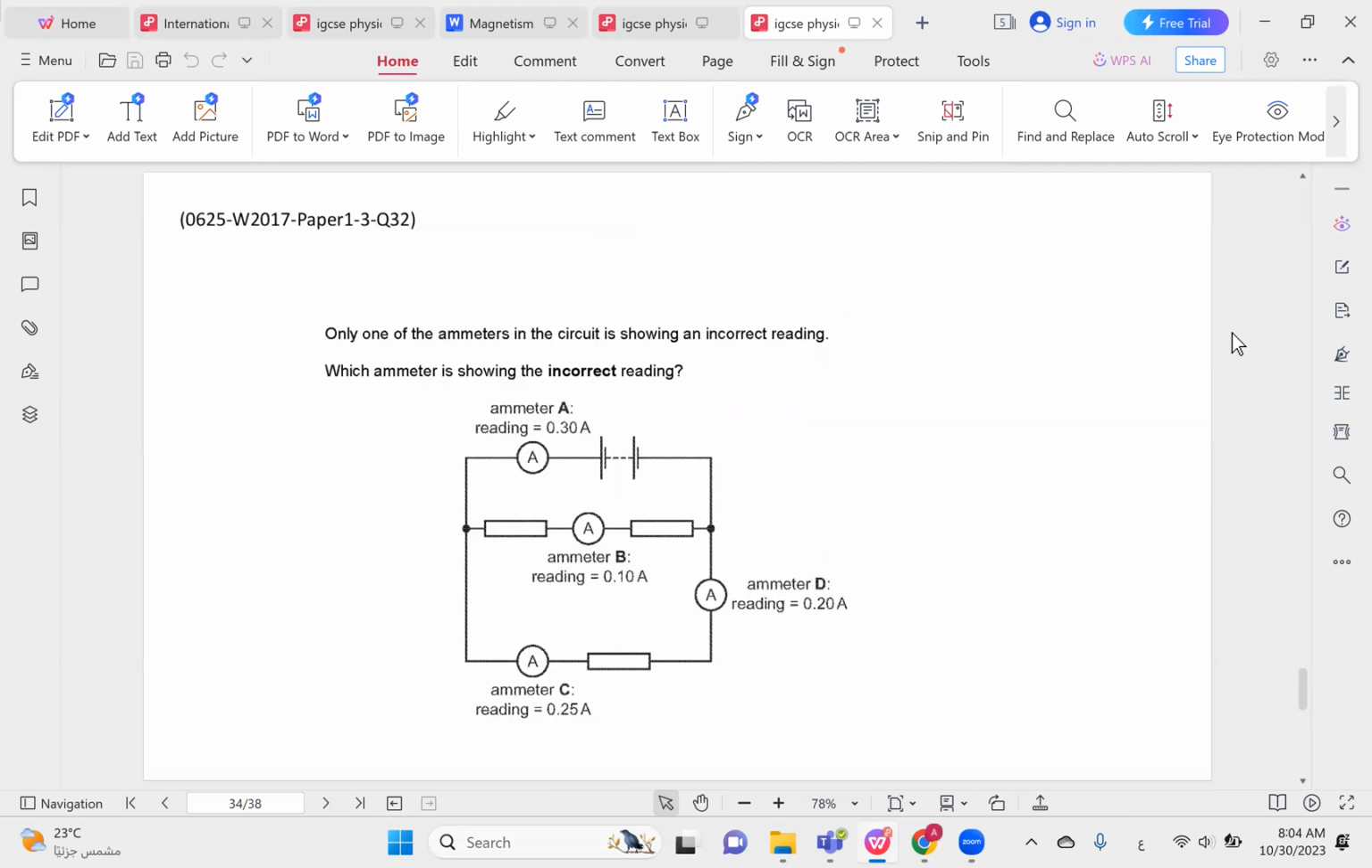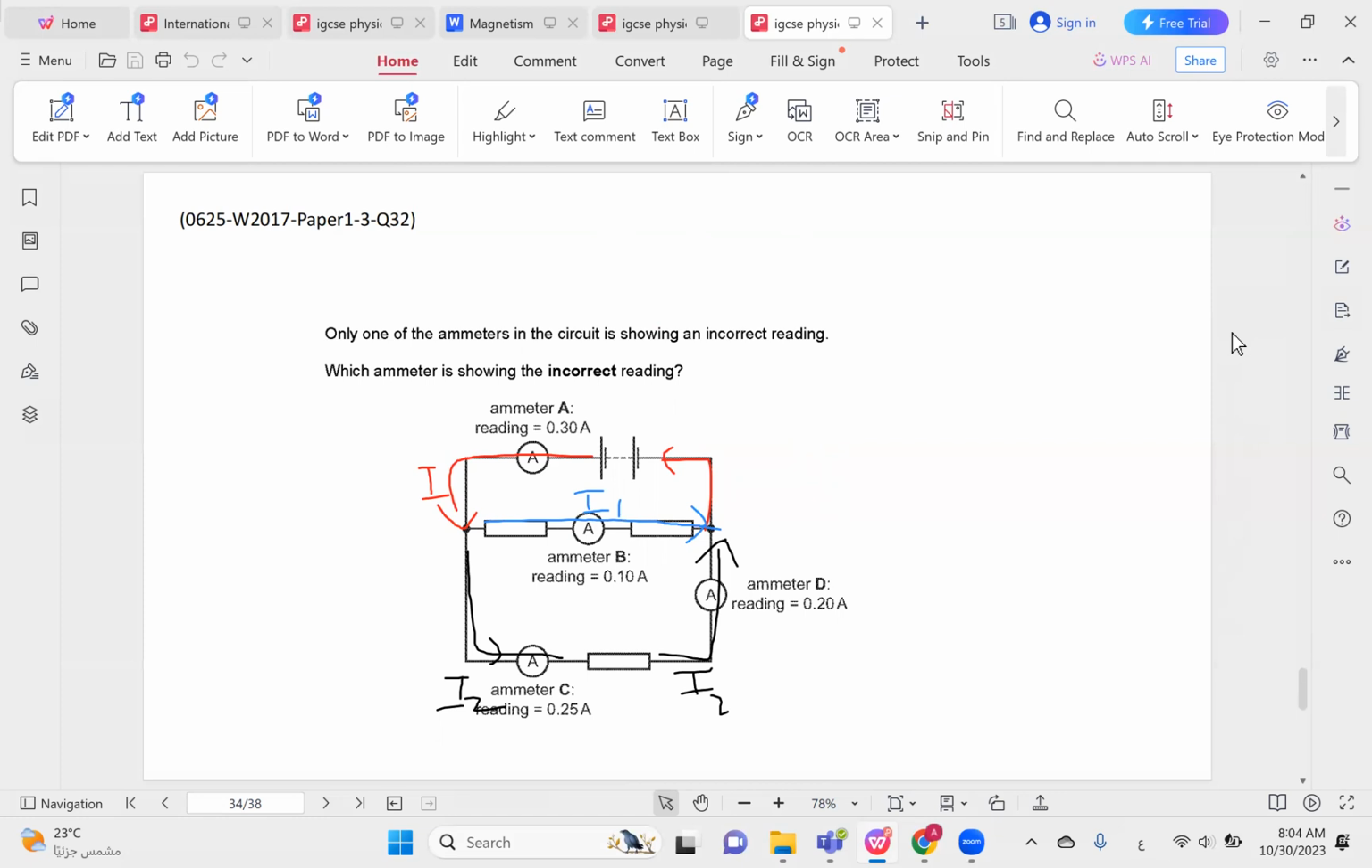Only one of the ammeters in the circuit is showing an incorrect reading. Which ammeter is showing the incorrect reading? So again, this is the main current I. And it is split into a blue current, I1, and a black current, I2. And we know, of course, that the red current is equal to the sum of the blue and the black.